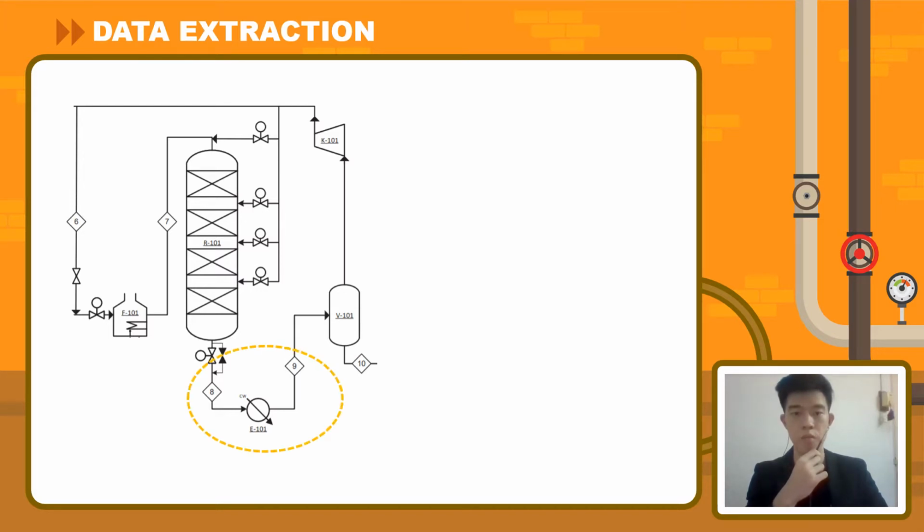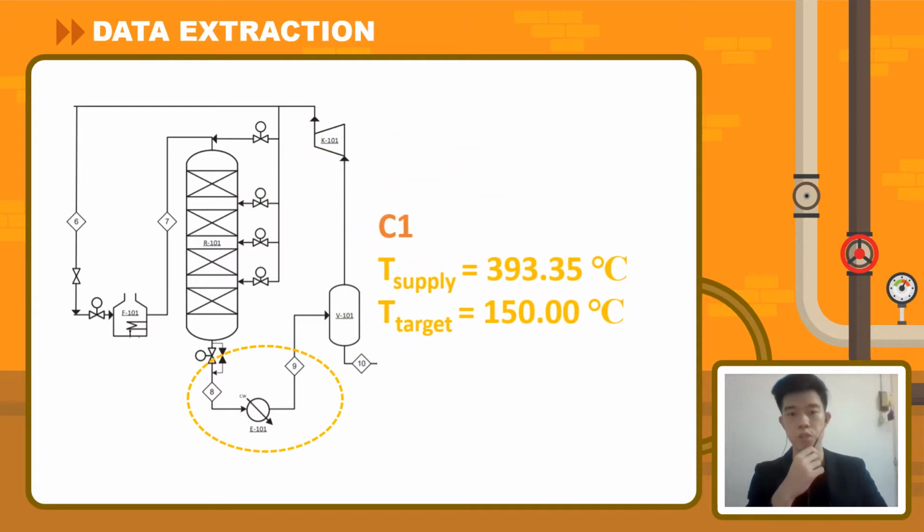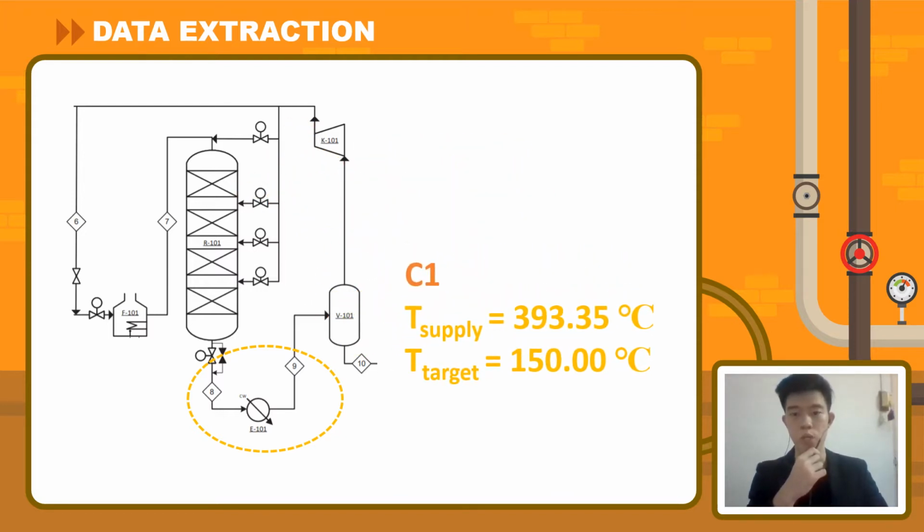In the first hot stream, the supply temperature of the hot stream is at 393.35 degrees Celsius, and the target temperature to be cooled is at 150 degrees Celsius.